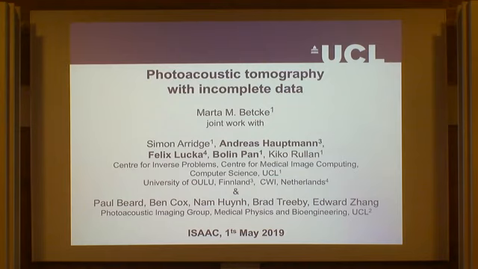There is a big group at UCL that works on this type of problem, and some people have moved on. Andreas Hauptmann just left us to go to Oulu in Finland, his first permanent post. Felix Lucka left for CWI in the Netherlands. Bolin is my PhD student, and he was another of my PhD students who worked on photoacoustic. And there is the big group in medical physics who work on acoustic propagation and the experimental side of things. So there is a big number of people involved here.